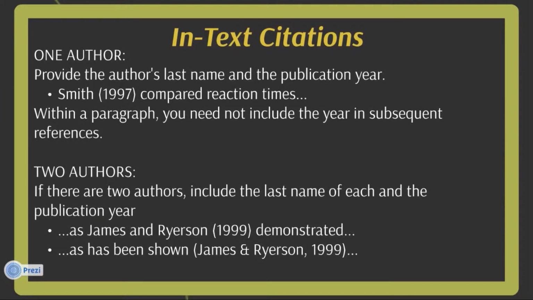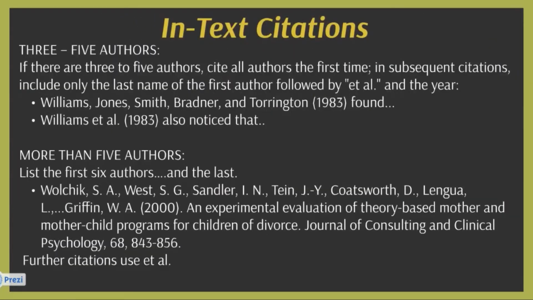Here are some examples of how to formulate in-text citations. With one author, provide the author's last name and the publication year. Within a paragraph, you need not include the year in subsequent references. If there are two authors, include the last name of each and the publication year. For 3 to 5 authors, cite all authors the first time, and in subsequent citations include only the last name of the first author, followed by "et al.", which means "and all the rest," plus the year.